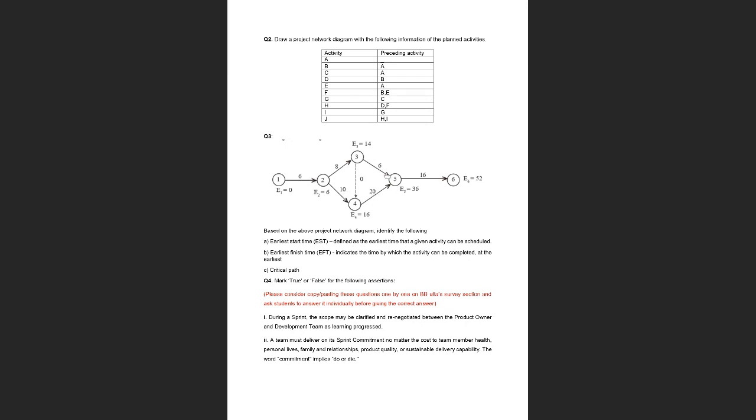So again, the same logic. If we have two durations with different numbers, we'll always go for the higher number, right? Because even though we have finished doing this activity, we have to wait for this to be finished. Only then we can carry on with the next activity. So 36. All right, good job, everyone. So that is how you calculate the early start time.